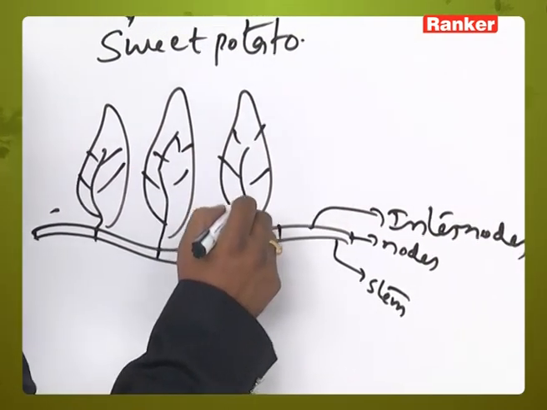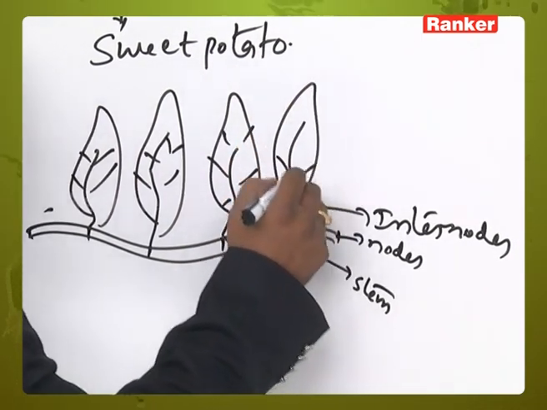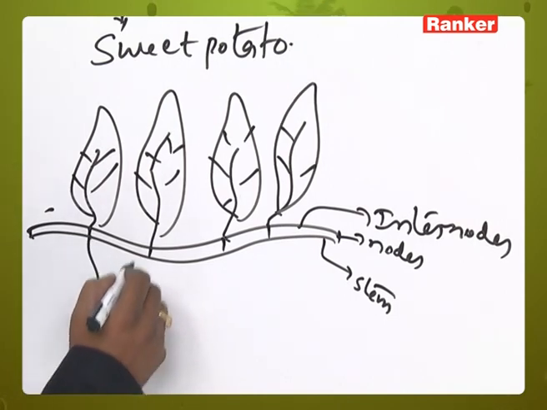And what happens towards the basal part of the node? The basal part of the node gives rise to adventitious roots.